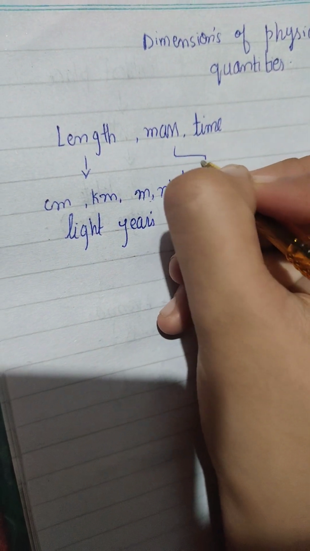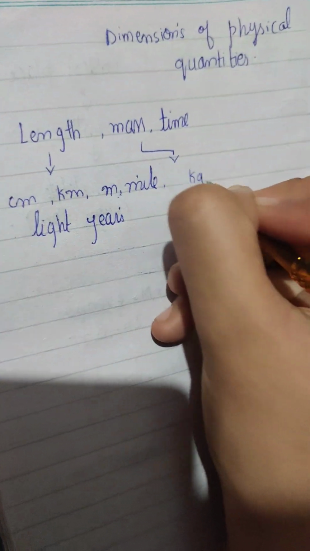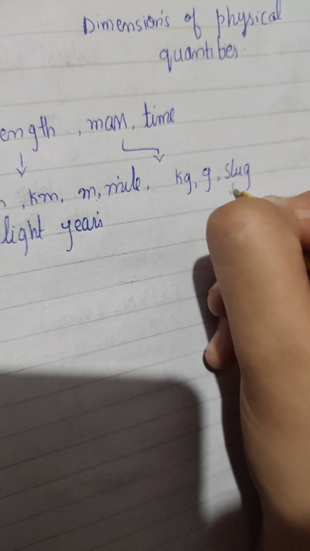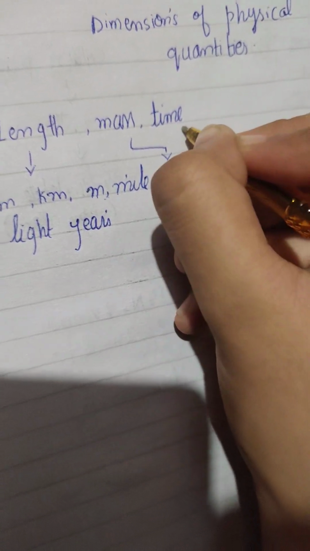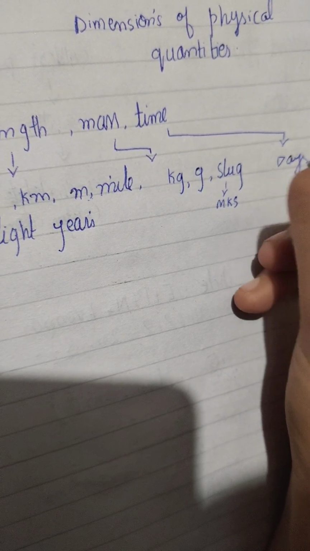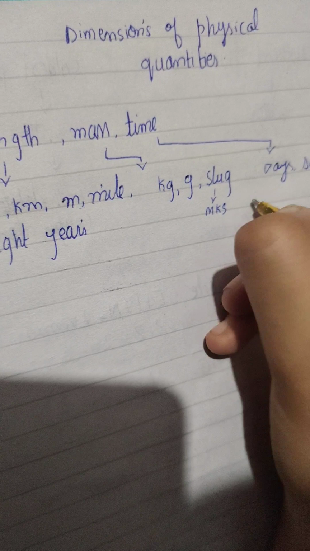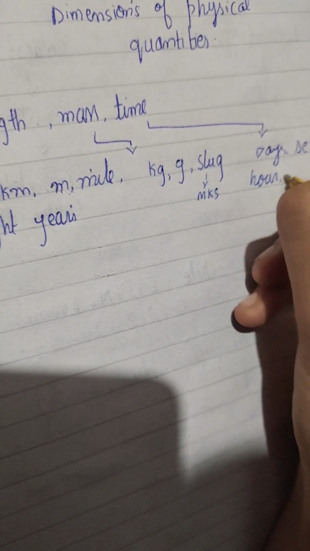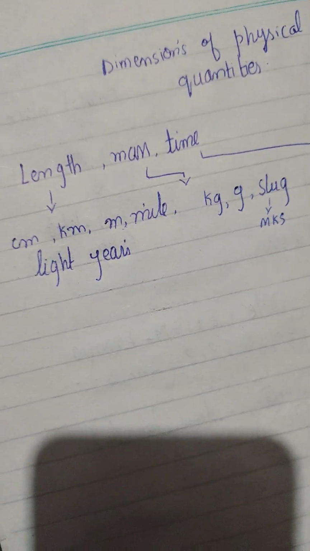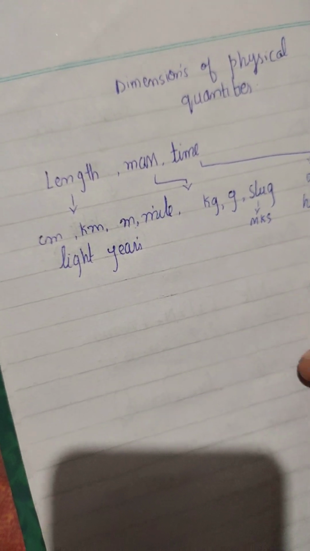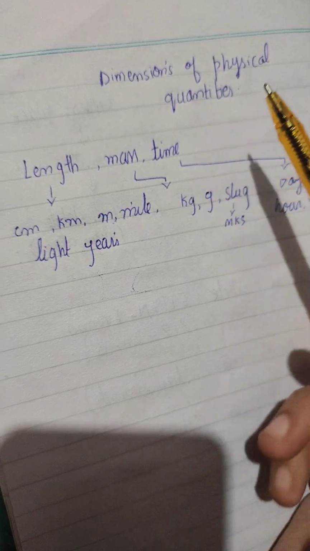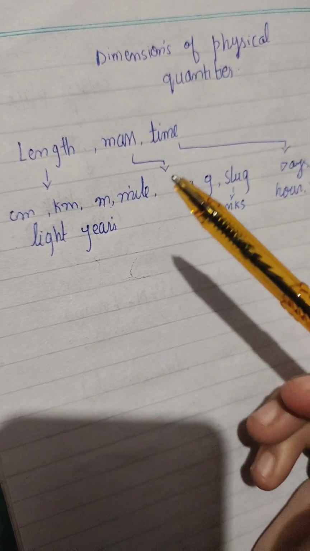If I could look up at mass, so we have kg, we have gram, we have slug. Slug is a unit of mass in MKS system. Okay, and if I could look up at time, so we have days, second, hours and years, right? So today we're gonna see what is dimension, and then we're gonna see the physical quantities and the base quantities that have dimensions.